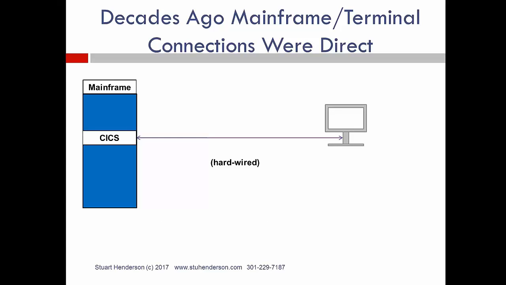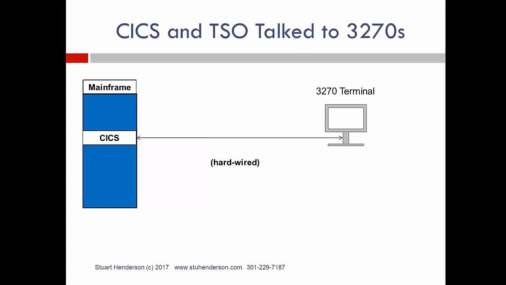Many decades ago, in fact in the last century, terminals were connected to the mainframe. Almost you could consider it hardwired. That is, a terminal would be connected not just to the mainframe, but to one specific application like CICS on the mainframe. And so if you wanted to use that terminal for TSO, you couldn't. You needed to get another terminal. It was very simple, very easy to secure, and not complicated at all.